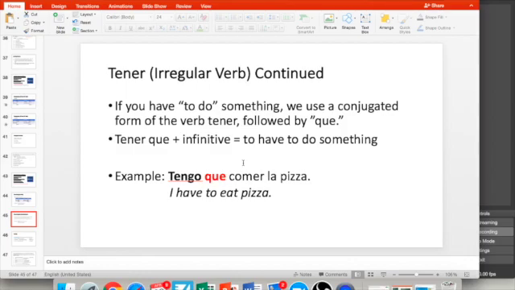Tengo pelo moreno. But in this sentence, tengo que comer la pizza. I have to eat the pizza. It would not make sense to leave the que out in this sentence. If you just said tengo comer la pizza, I have eat the pizza. That doesn't sound good. I have to eat the pizza, right? Tengo que comer la pizza. And you'll have some examples of these in the slides that follow.